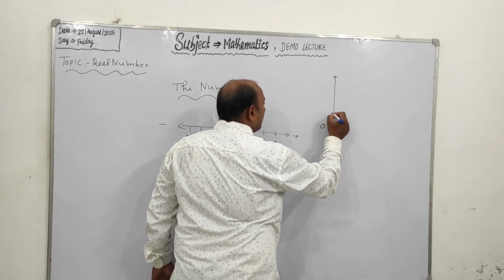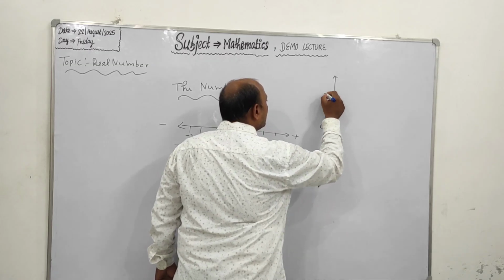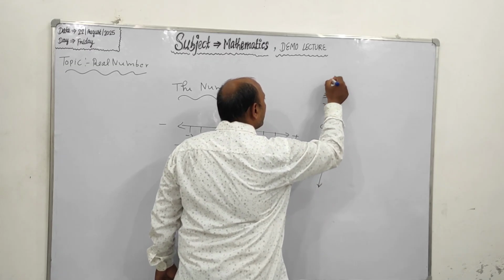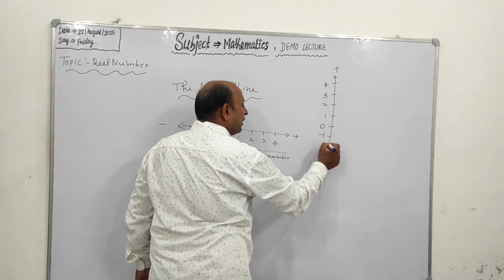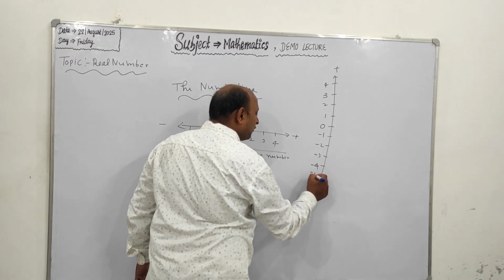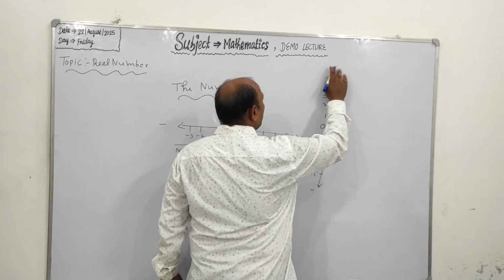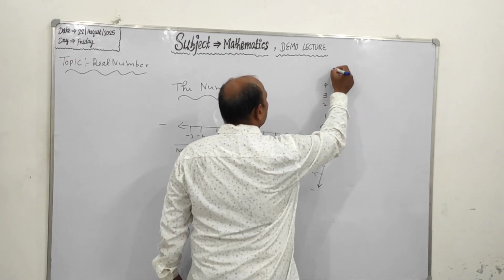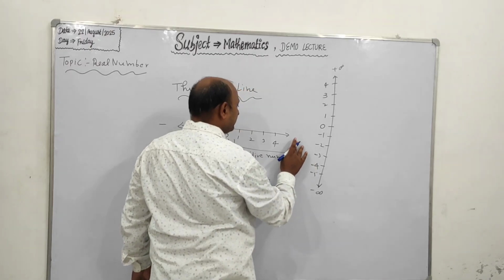In the middle is 0. When you go to the right, 1, 2, 3, 4. These numbers are positive numbers. -1, -2, -3, -4, -5. These are negative numbers. Okay. So this is plus infinity and that is minus infinity.